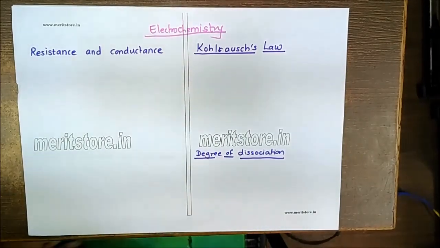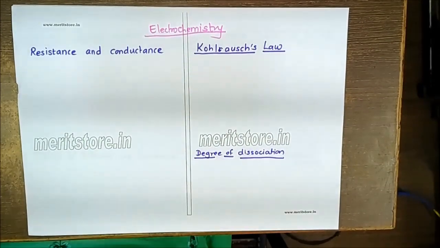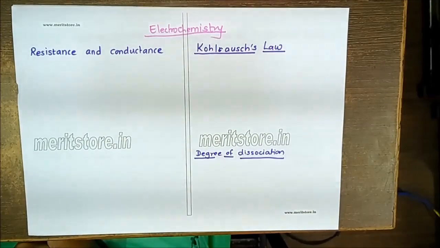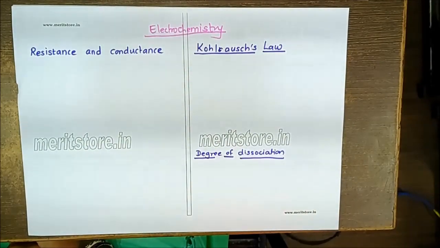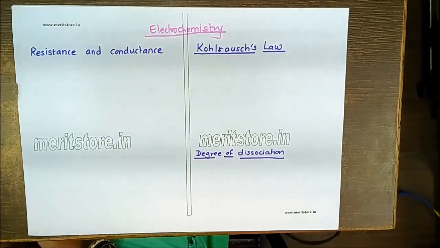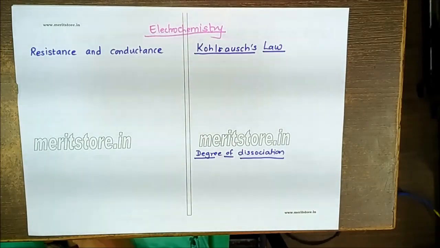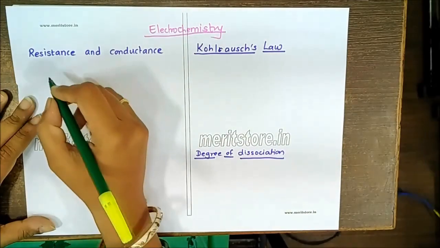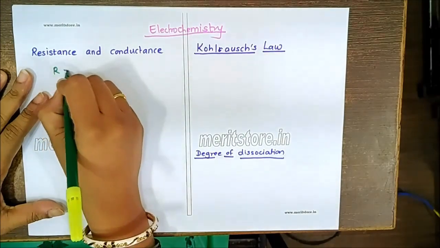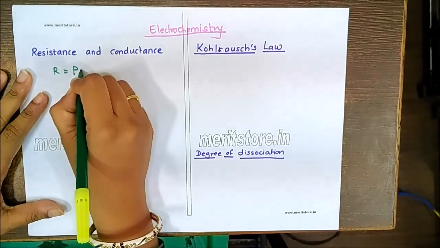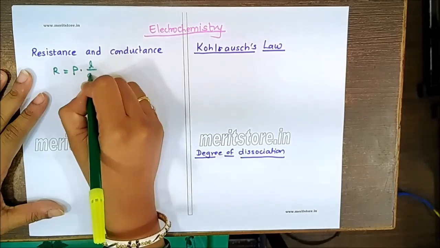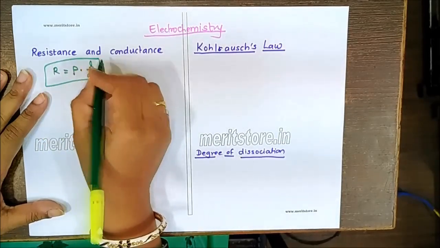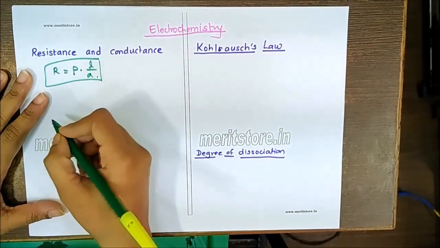Let us talk about the different important points related to electrochemistry. First of all, let us revise the formulae which we require for resistance and conductance calculations. Resistance is equal to the resistivity multiplied by L upon A. Exactly the opposite formula you will get for the conductance.